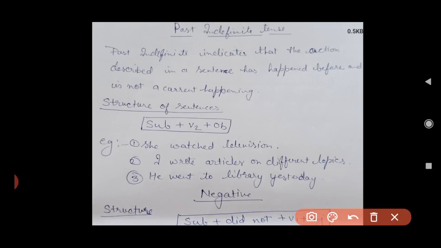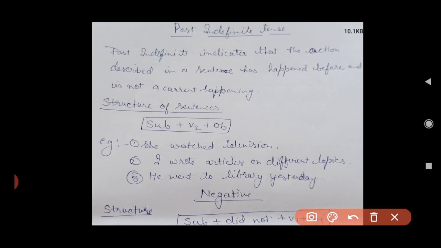Students, in our previous class, we studied the present indefinite tense. We studied how to make simple sentences and how to make negative and interrogative sentences in our previous two classes. Okay, and today we are going to start learning about the past indefinite tense. We will study today how to form past indefinite tense, past indefinite negative sentences, and past indefinite interrogative sentences.